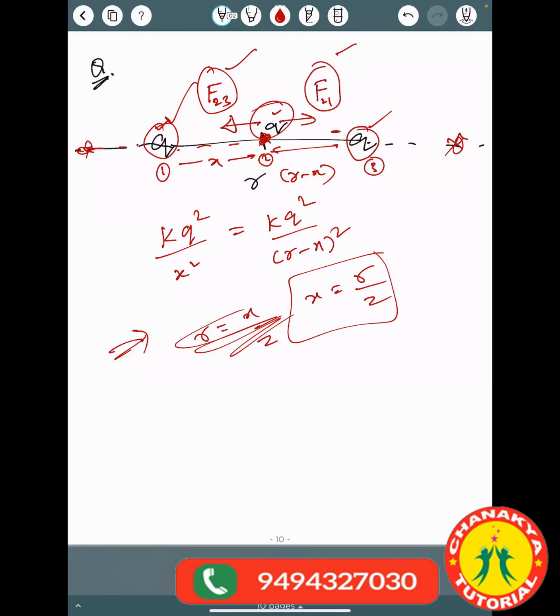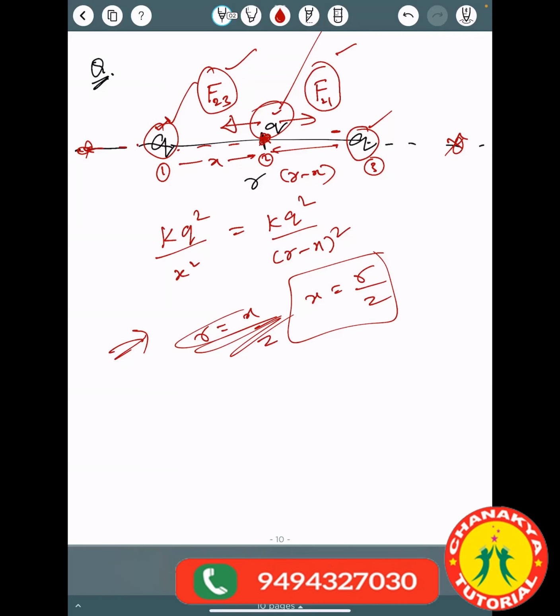Yes, sir. Got it? So it's basically Q is equal to Q by 2, is the charge present on this one. If you put any charge in the middle, it should be a positive charge. It doesn't matter what magnitude you are putting. They're asking what is the magnitude of the charge they are putting at the center. They said by themselves.